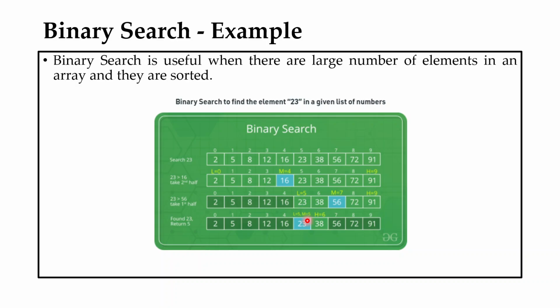23 is the element. So it will divide, binary, either 0 or 1, either left side or right side. I will divide the array by 2 and then compare with the element whether the data is on the left side or right side. If it's on the right side, I will change the L index to median plus 1. If it's on the left side, I will change the H value to M minus 1. This is the logic behind binary search.